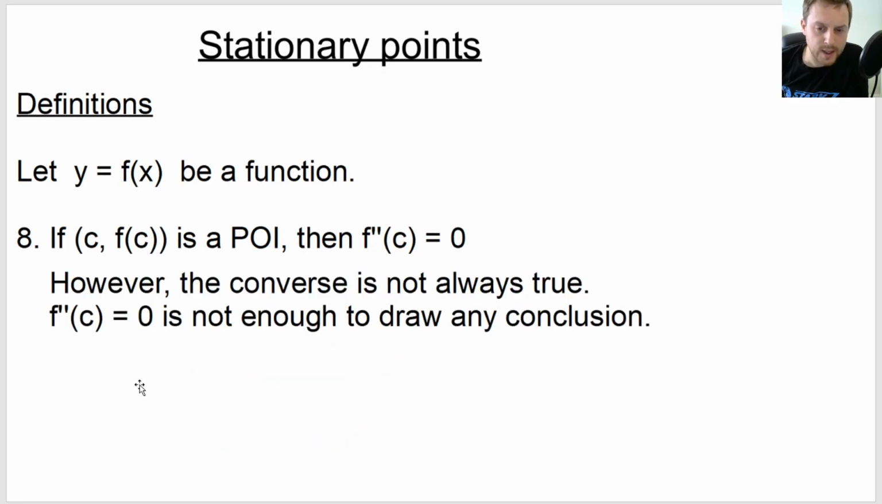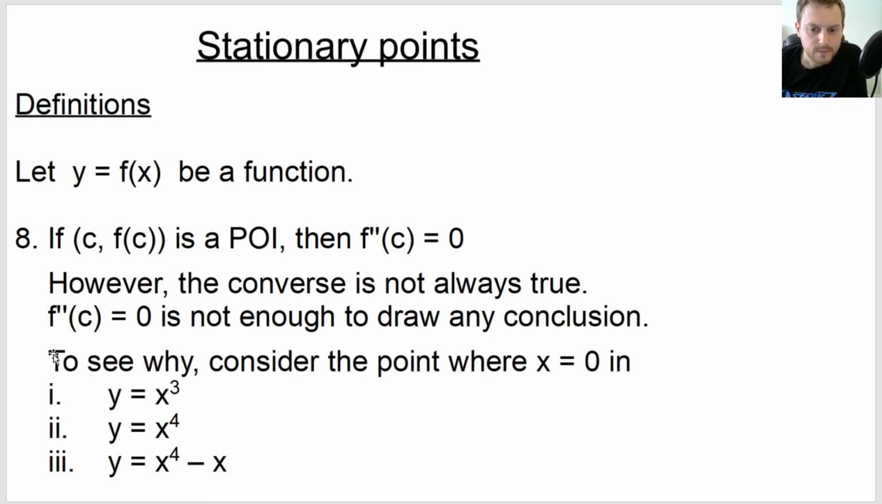So this is just what I was saying there. The converse is not always true. If you are just given some random point where the second derivative is 0, that's not enough to draw any conclusion. To see why, we're going to consider these 3 examples: y is x cubed, y is x to the 4, and y is x to the 4 minus x. We're going to choose the point x is 0 for all of them.